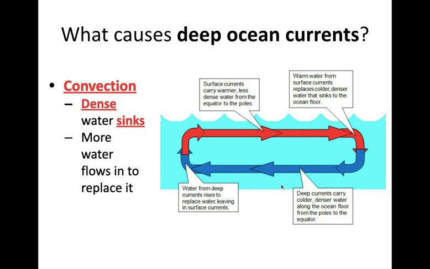So our deep currents are going to carry that cold, dense water along the ocean floor from the poles back to the equator, where water from deep currents rises to replace the leaving warm water, causing ocean currents through convection.